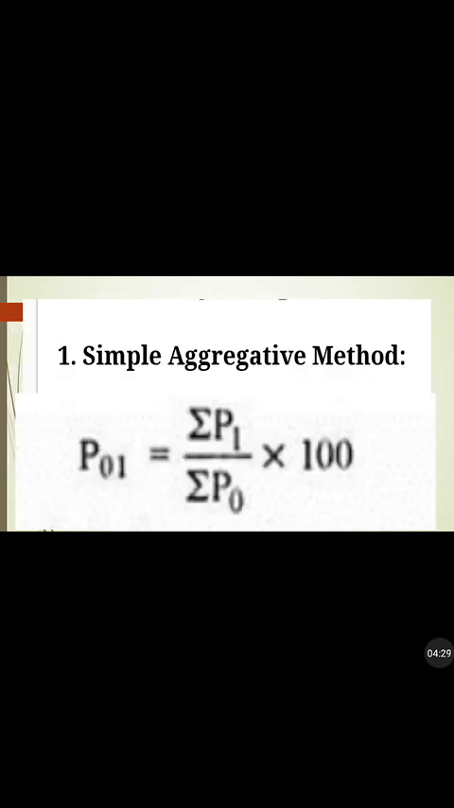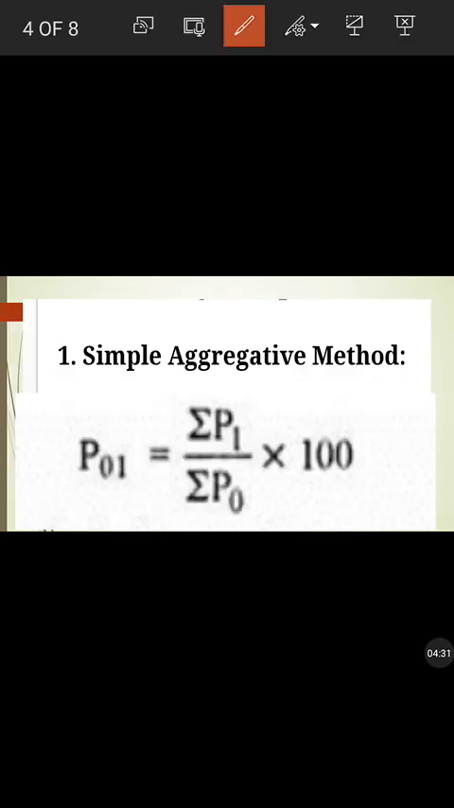The formula is P01 is equal to summation P1 divided by summation P0 into 100. Here, I have already told you that under the simple aggregate method only price will be given. So here we have two prices, one is P1 and the other one is P0. What is P1 and what is P0? P1 means the current year price. P0 means the base year price.